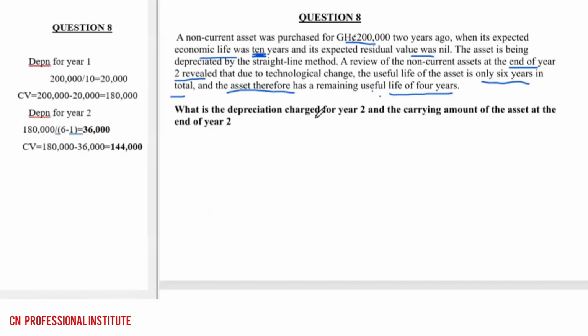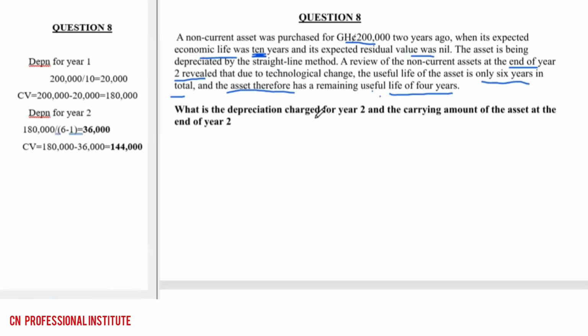So if they revise the total life of the asset, and the question gives you the total revised life, go and deduct the previous years' depreciation you've charged. How many years have you charged depreciation? You've charged depreciation for 3 years, 4 years. Deduct the number of years that you've charged depreciation from the total revised life. Then you get the remaining. But if you're given the remaining revised life, just use it straightforward, and that's it.